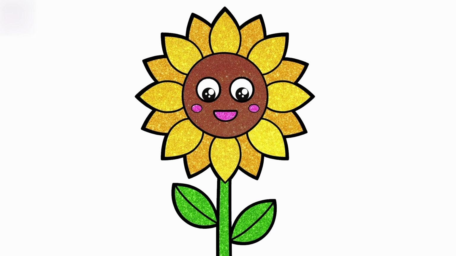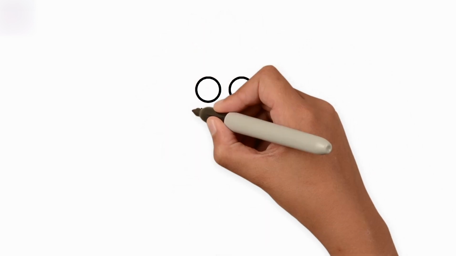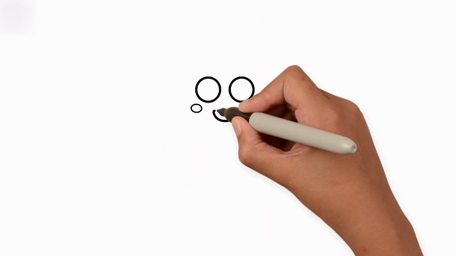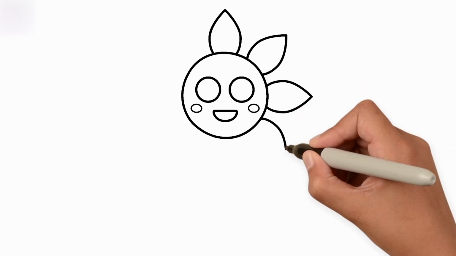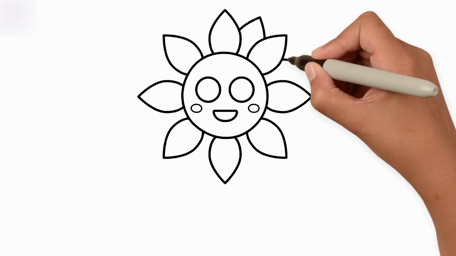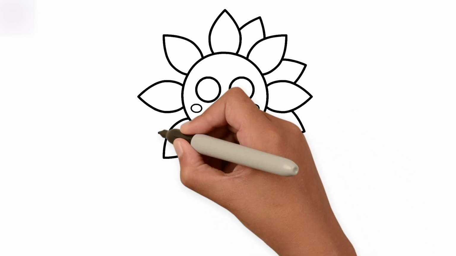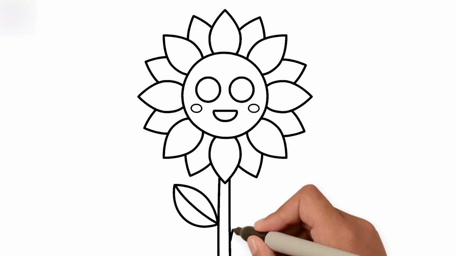Hey kids, do you love sunflowers? I do too. Let's draw one. Yes. Start with the eyes and little oval shapes for rosy cheeks. Half circle for a mouth, a big circle for the head, and of course, let's not forget the petals. These are gorgeous teardrop shapes and we're layering them. And a stem and some leaves.